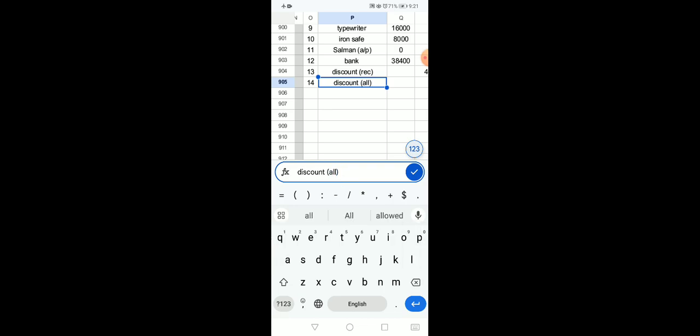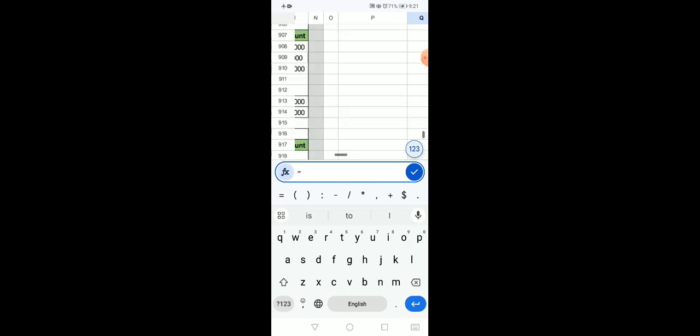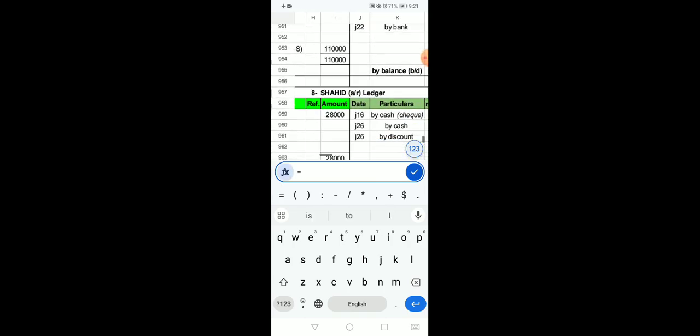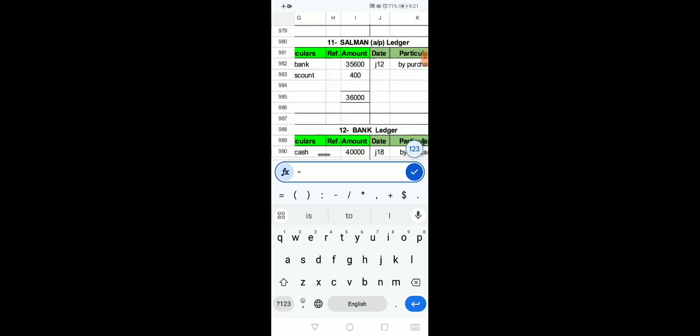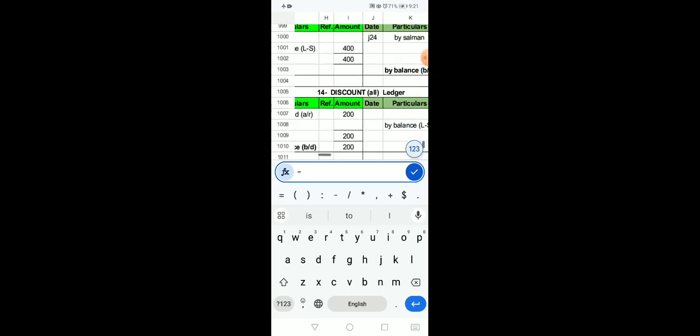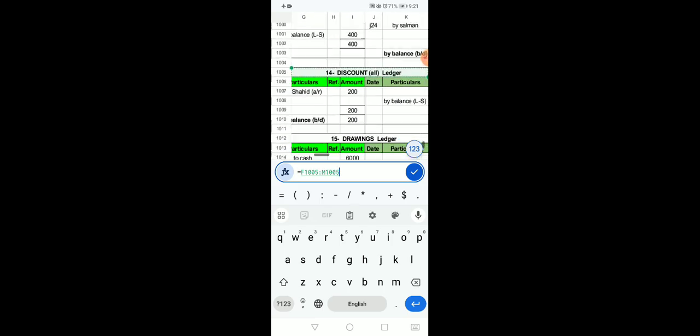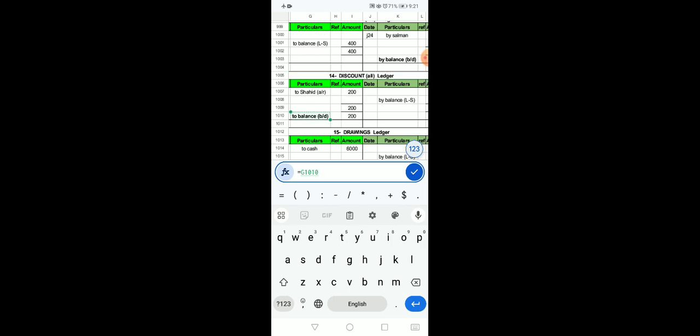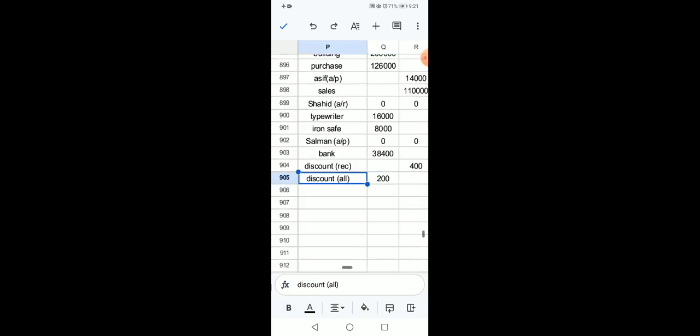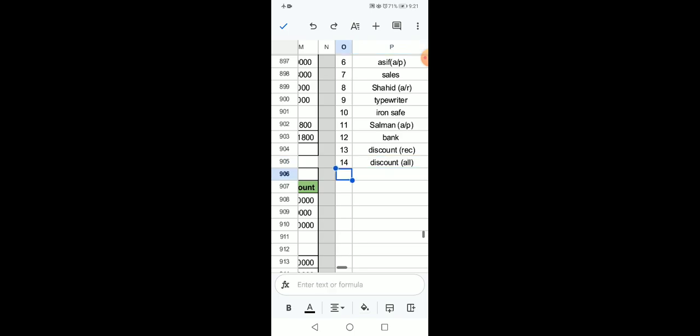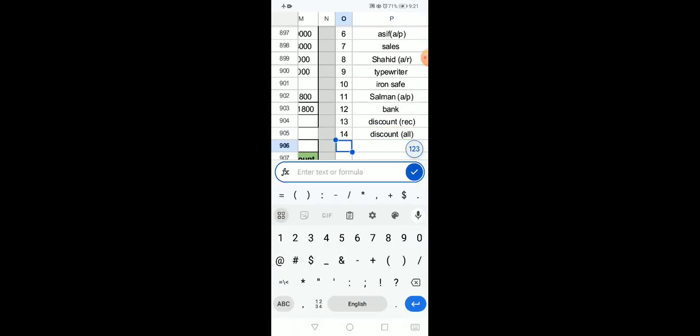For discount allowed, now it's time to see where its balance has been brought down. We are looking for discount allowed. All right, this is your discount allowed, and you have calculated the balance on the debit side. 200 is the amount. So in the trial balance you will choose the debit side, and in front of discount you will be writing 200. Debit side first you have chosen, and then 200 in front of discount allowed. The 14th ledger is completed.